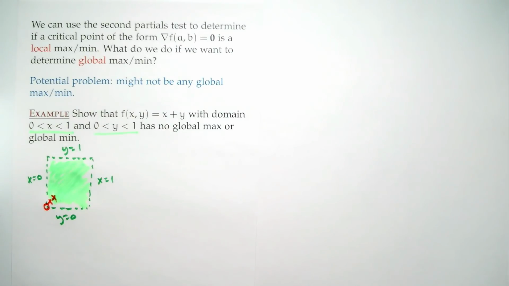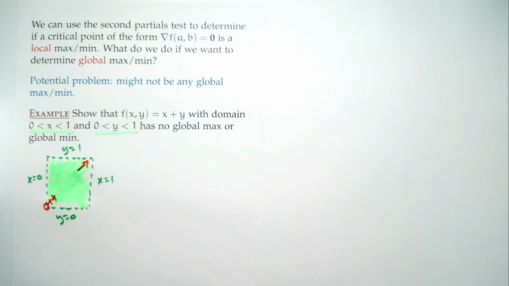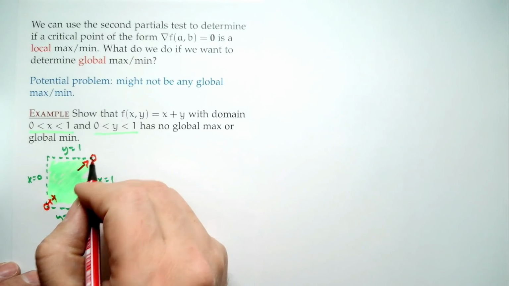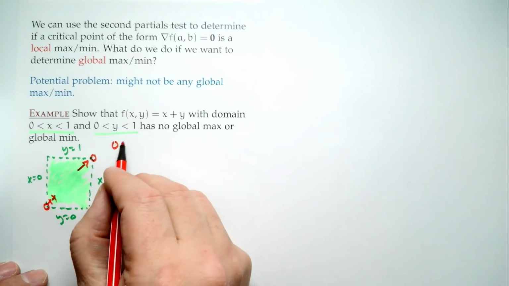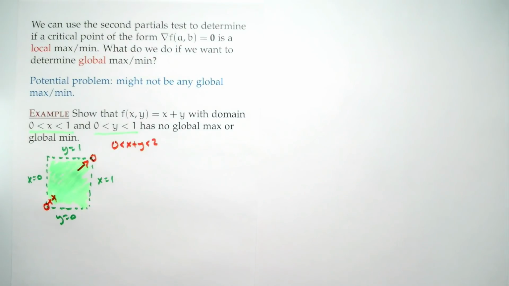Similarly, is there a global maximum? Well, if we had a max, we'd want x and y to be large. So the max would happen in the corner over here. But that upper right corner is not in our set. It's outside our domain, and I can always get closer and closer and closer. So what's true is that 0 is less than x plus y is less than 2, because that's for sure. But I can get as close as I want to 0, and I can get as close as I want to 2. So I never attain a global max or a global min.